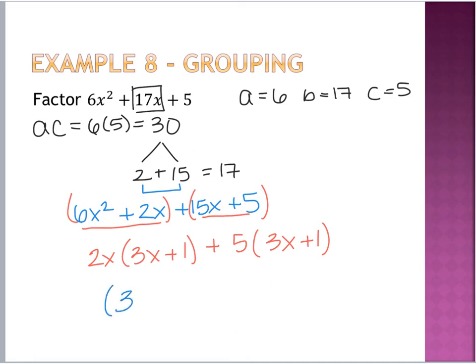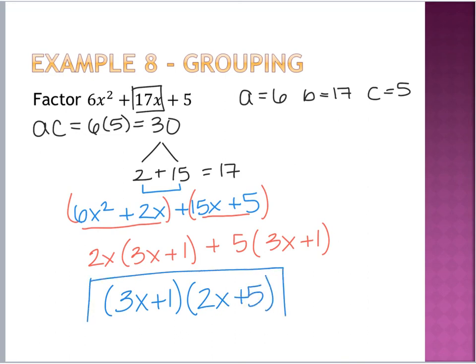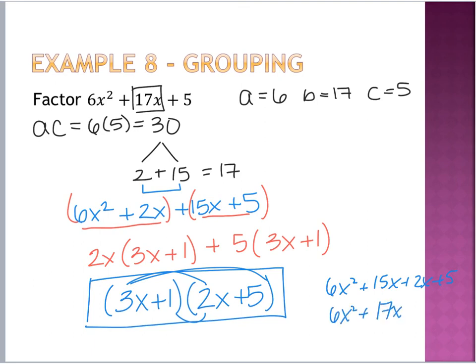So I'm going to pull that binomial out up front, and then I'm going to fill in the second binomial with everything that is left. So 2x plus 5, and here I have my two factors. Again, you can always double check your work by foiling this out. And if we do that real quick, I see that I have 6x squared. This is going to give me 15x plus 2x, and then of course I get the 5 on the end. So 6x squared plus 17x plus 5. It's exactly what I started out with, so that means I did everything perfectly.